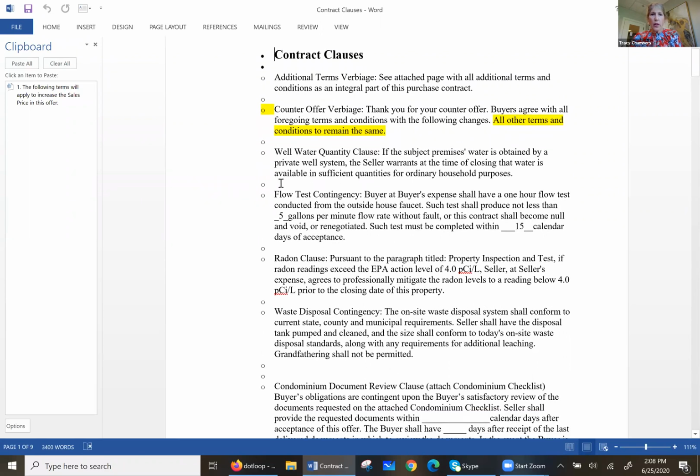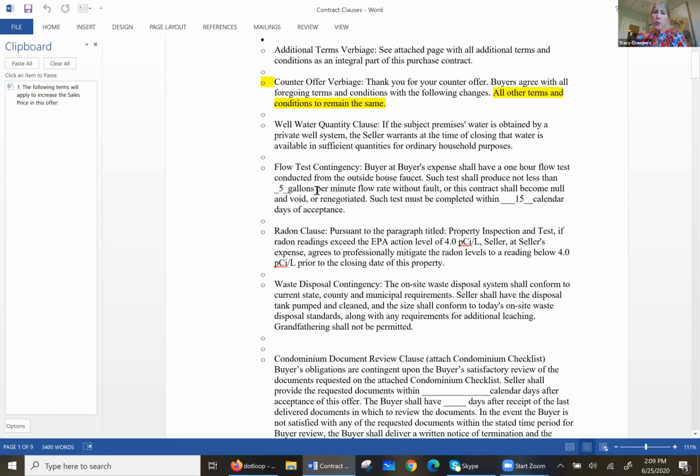So let's go out into the country. Now I've got a well. So there's 2 different well water inspection contract clauses. And the first one's, you may use it. I don't think it's specific enough. And it basically says if the subject's premises water is obtained by a private well, they warrant at the time of closing that there's sufficient quantities. Well, that's a really kind of gray one. So if I was a buyer's agent, I would not use this. If I was representing the seller, I'd be fine with it. But if I represent the buyer, I really want to be more specific.